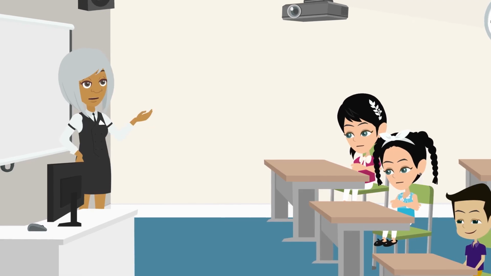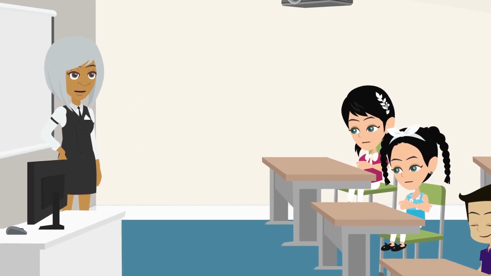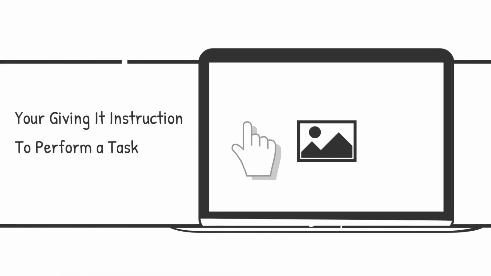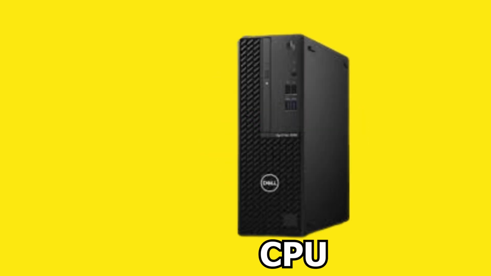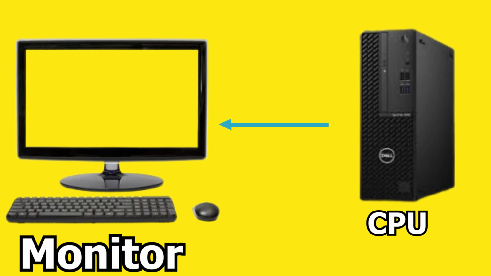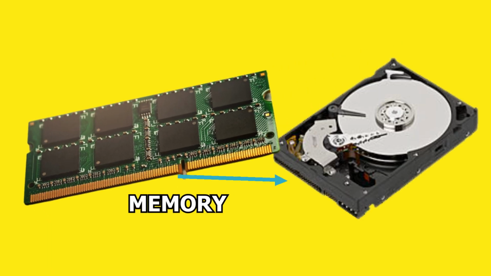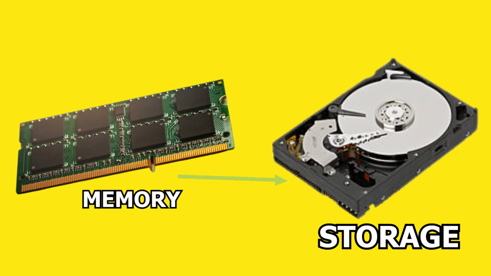Now that we know what the different parts of a computer are, let's talk about how they work together. When you use a computer, you're giving it instructions to perform a task. Those instructions are sent to the CPU, which processes them and decides what to do. It then sends that information to the memory, which stores it temporarily. From there, the information is sent to storage, where it's saved for later.